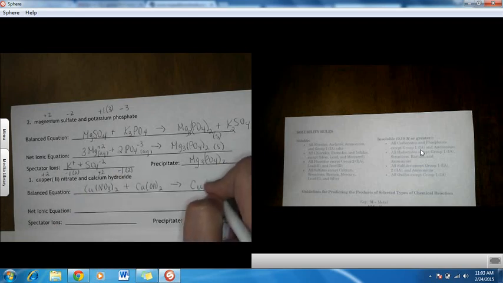Again, double replacement, so copper is going to combine with hydroxide, and since copper was +2, hydroxide was -1, we're going to need 2 hydroxides, and then calcium nitrate. Calcium's +2, nitrate's -1, so we'll need 2 nitrates. And so we balance: 1 copper, 2 nitrates, 2 nitrates, 1 calcium, 2 hydroxides, 2 hydroxides. So that's all balanced. Then we have our net ionic equation.